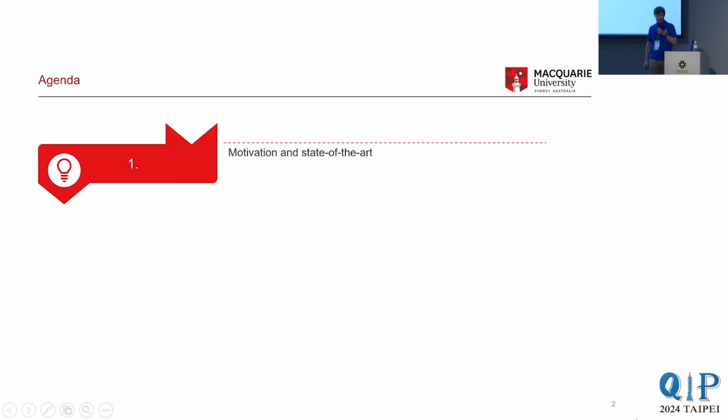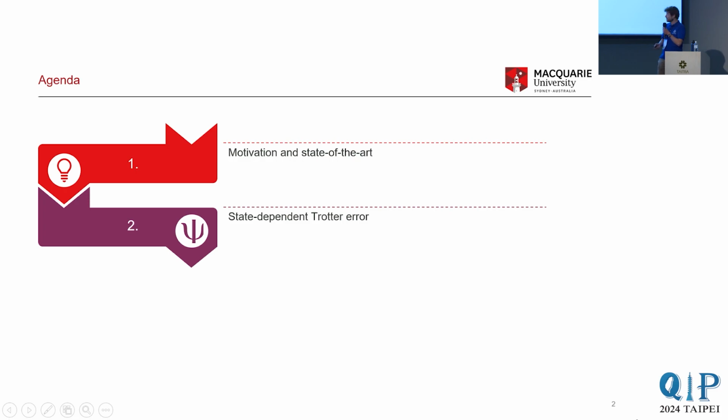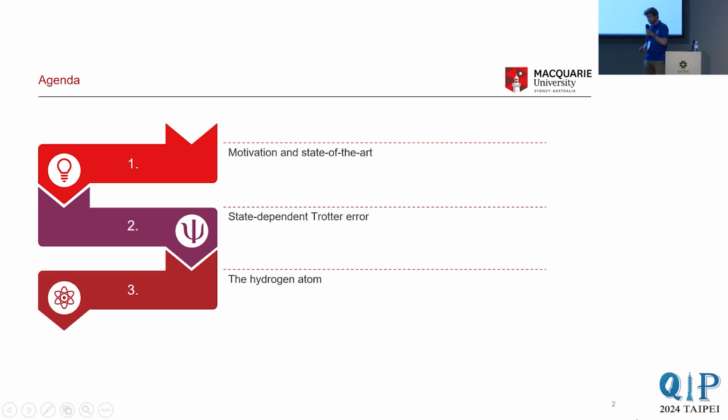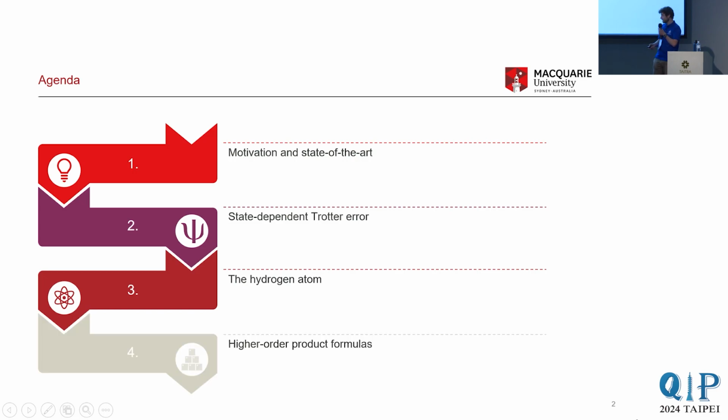First of all, this is a small outline of what to expect in this talk. I first want to talk a little bit about the motivation behind this project and the state of the art of bounding Trotter error and Trotterization in general. Then afterwards, I want to look at the hydrogen atom in particular as a very paradigmatic example that captures a lot of analytical insights of quantum chemistry problems. And at the end, I also want to talk a little bit about higher order Trotter product formulas and what we can learn in that case.